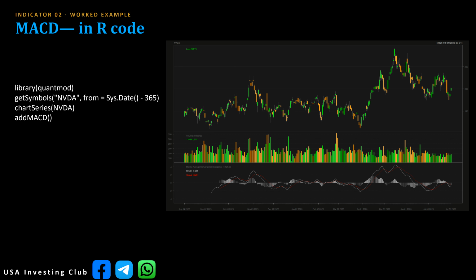Load quantmod. Pull NVIDIA over the trailing year with getSymbols, chart it with chartSeries, and add the full MACD study with a single call to addMACD. Everything we just built by hand, the fast EMA, the slow EMA, the signal line, the histogram, collapses into that one function call, and now you know exactly what it's computing.